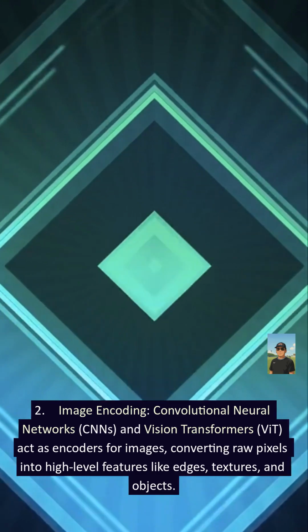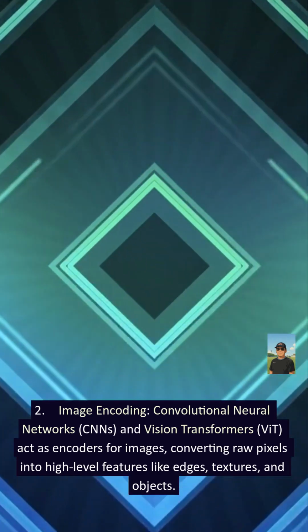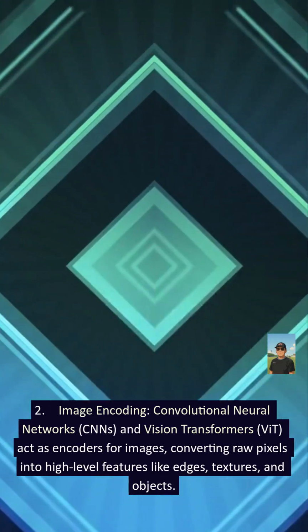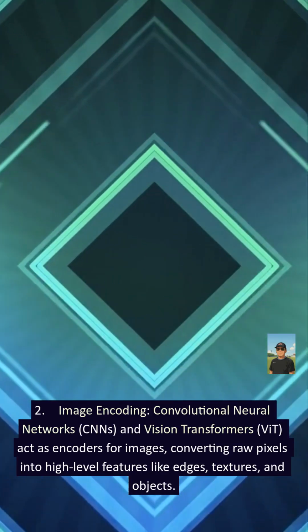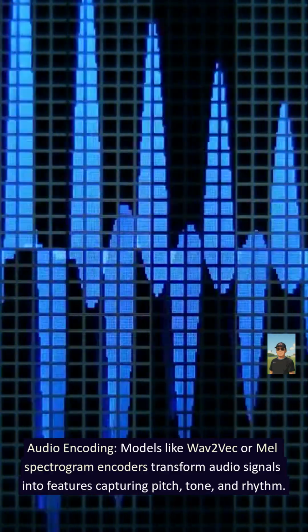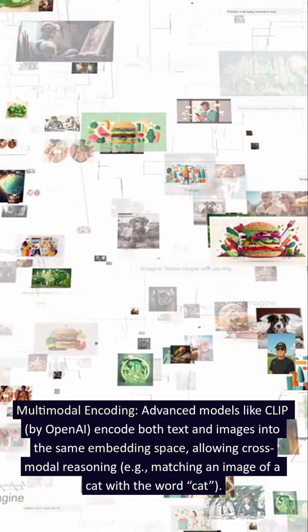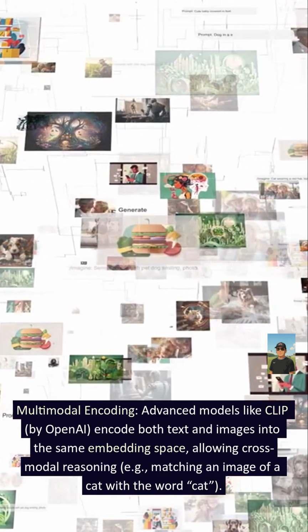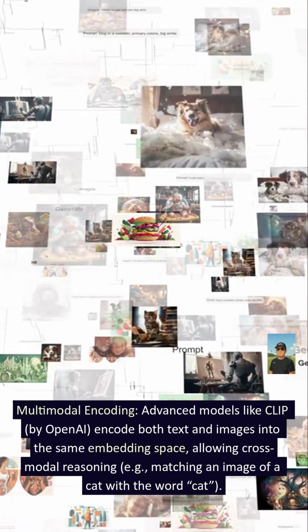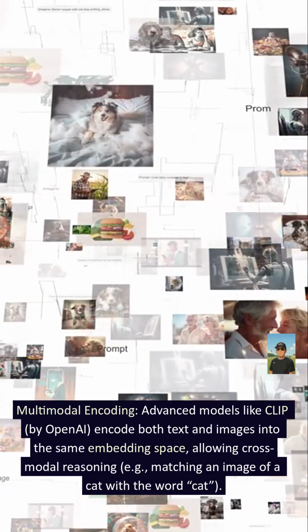2. Image encoding. Convolutional neural networks, CNNs, and vision transformers, ViT, act as encoders for images, converting raw pixels into high-level features like edges, textures, and objects. 3. Audio encoding. Models like Wav2Vec or mel spectrogram encoders transform audio signals into features capturing pitch, tone, and rhythm. 4. Multimodal encoding. Advanced models like CLIP, by OpenAI, encode both text and images into the same embedding space, allowing cross-modal reasoning, for example, matching an image of a cat with the word cat.